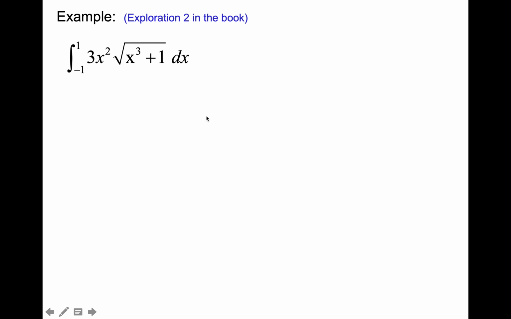Okay, here's another one. Again, after a while you start to recognize things, like right away I see, oh, if I take the derivative of x cubed, I'm going to get 3x squared, so this should be u. So I'm going to let u be x cubed plus 1. And then du is 3x squared dx, and we've got everything in place.